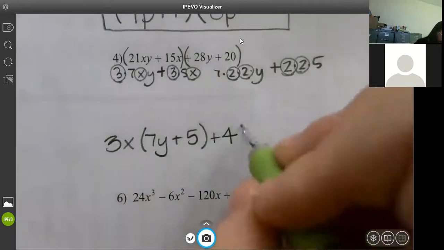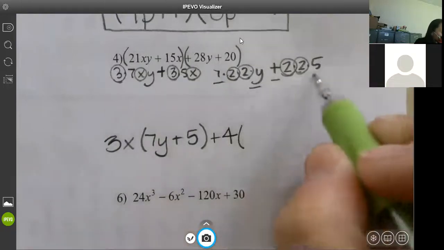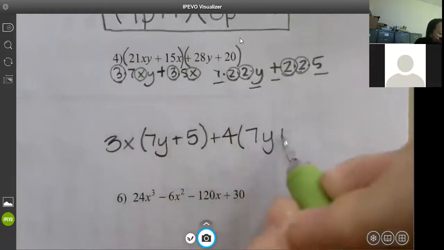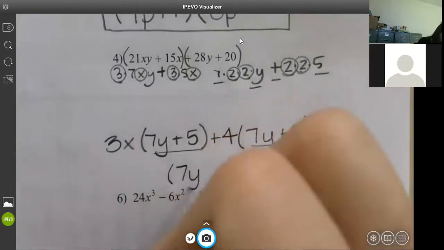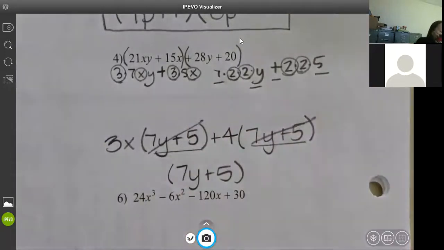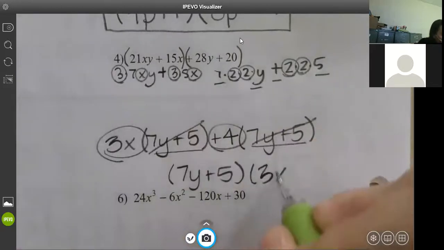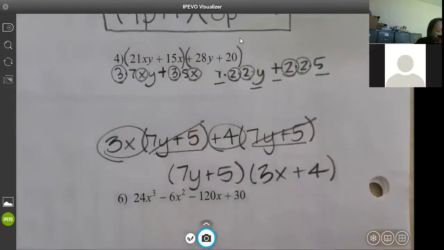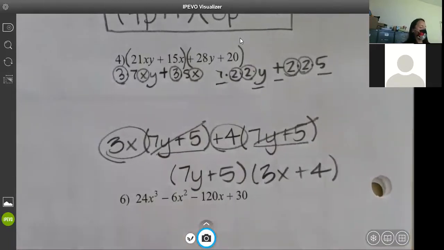And then read it straight across. What did we not circle? 7y plus 5. Look at your parentheses. Are they the same? We know we did it right, so that's your first factor. And you're done with those. And then read straight across what I left out. 3x plus 4. It does not matter which order you put them in, as far as 3x plus 4 could come before the 7y plus 5.